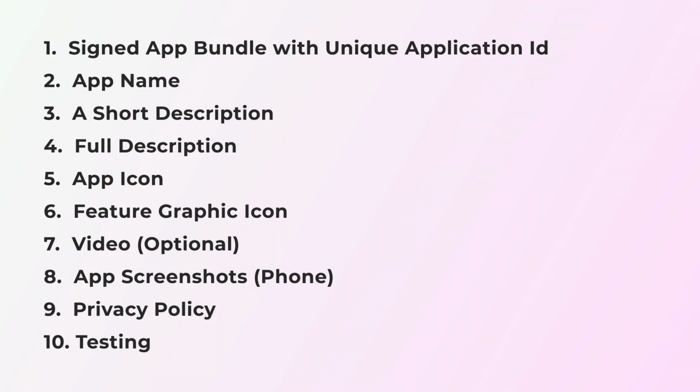5. App icon must be PNG or JPEG, up to 1 MB, 512 pixel by 512 pixel. 6. Feature graphic icon must be PNG or JPEG, up to 1 MB, 1024 pixel by 500 pixel. 7. Video, optional. 8. 2 to 8 phone screenshots, 16:9 or 9:16 aspect ratio, up to 8 MB each. Same applies for tablet and desktops, except for size.